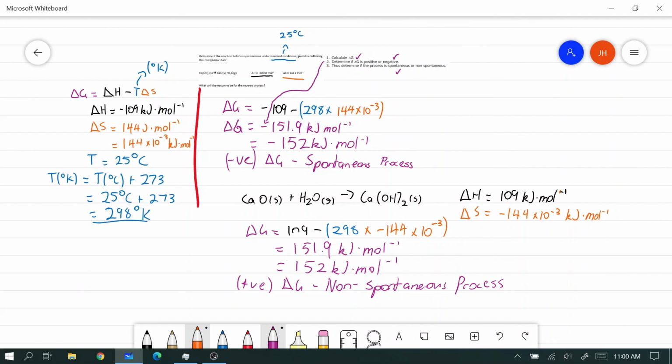And there you have it. We have looked at trying to determine the spontaneity of a reaction using Gibbs free energy. There's your couple of examples there.